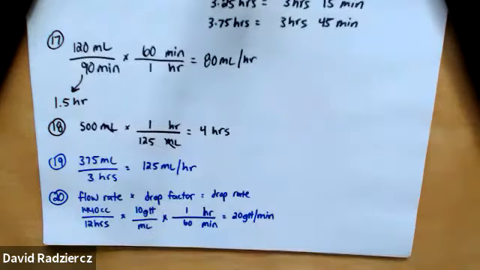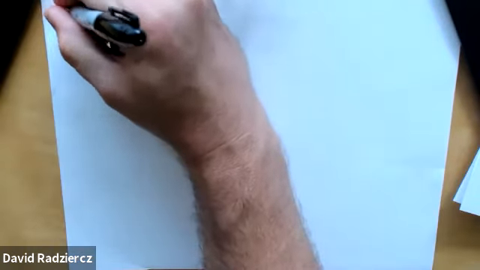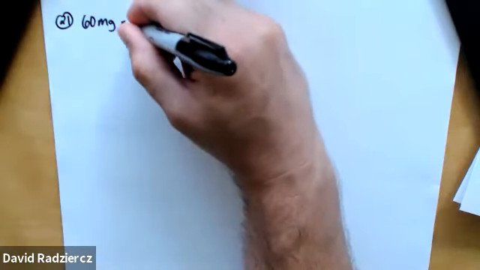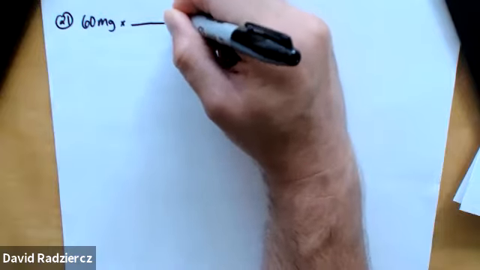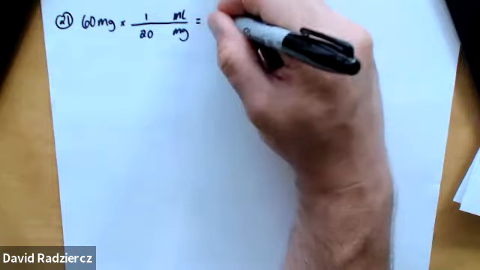So what we're going to do here is take our order. So this is number 21. We're going to take our order, which is 60 milligrams, and we're going to convert milligrams to milliliters. 20 milligrams, 1 milliliter, and then your answer is 3 milliliters.